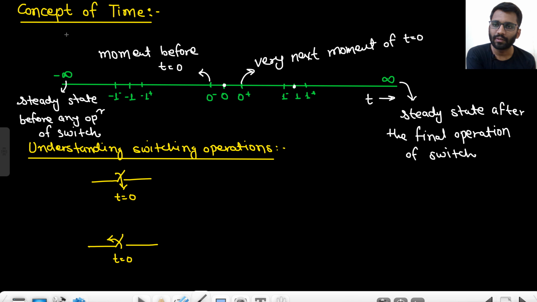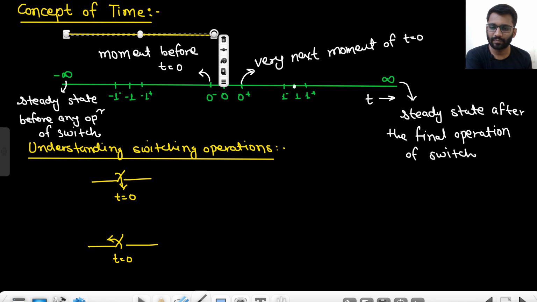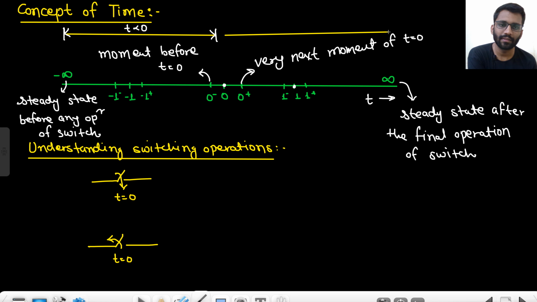So this much of time is t less than 0, and the time ahead of it is t greater than 0. Okay, this time is t greater than 0.